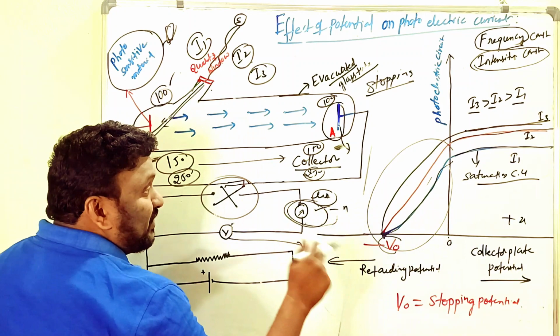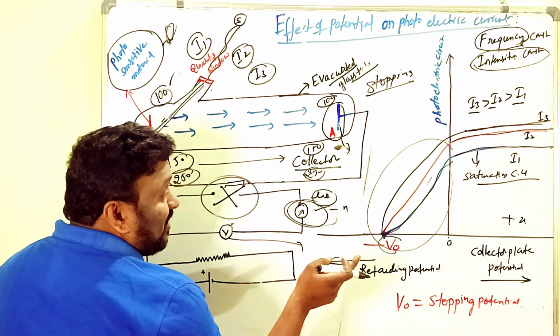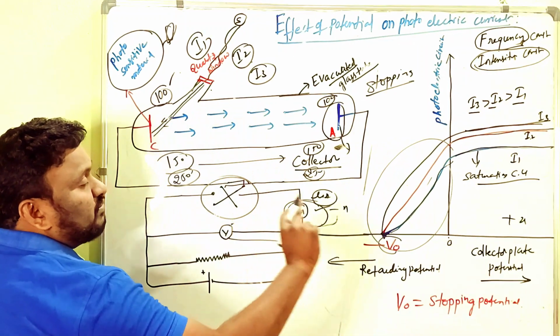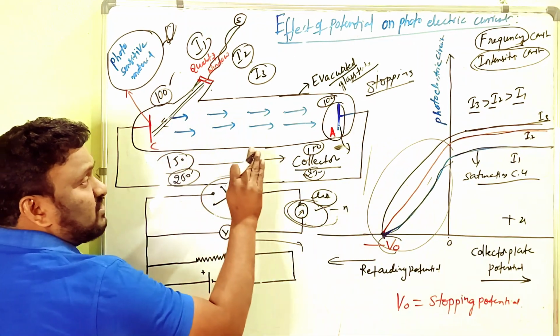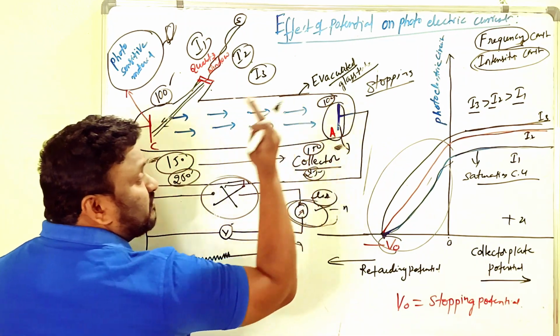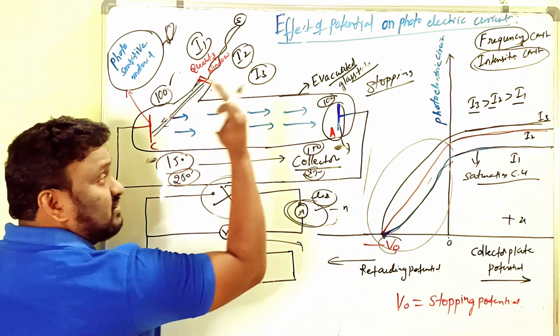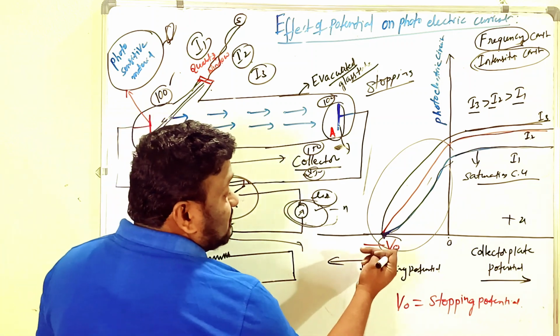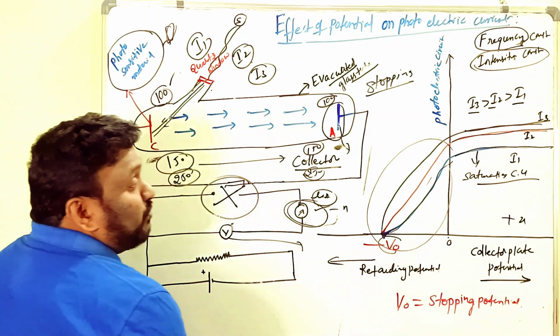On decreasing the potential, at a particular value of potential, the photocurrent becomes zero. Photocurrent zero means what? No electron is collected by the collector because of strong repulsion between the electrons and the negative charge of the collector. Clear? That's why that potential is called the stopping potential.